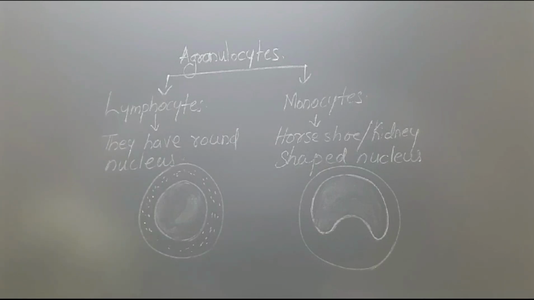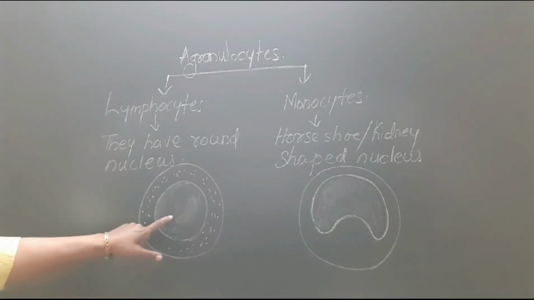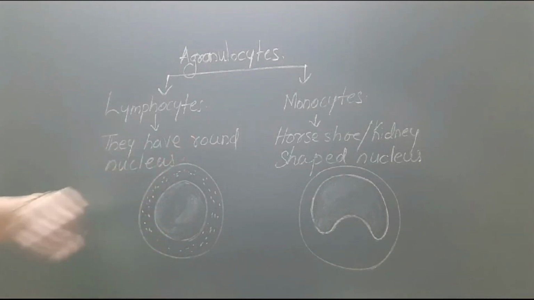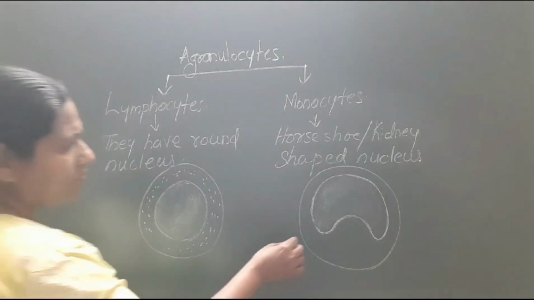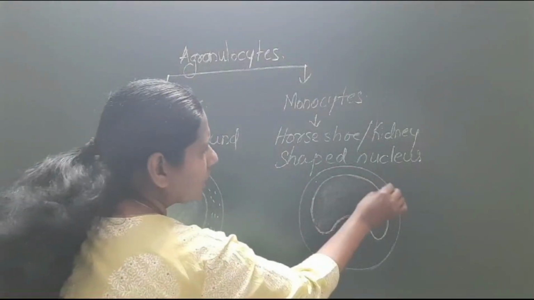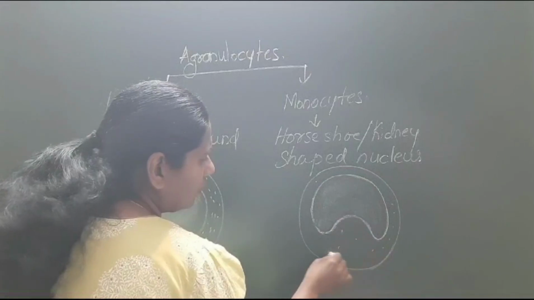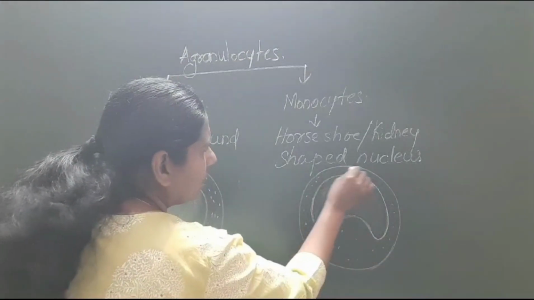Agranulocytes are divided into two: lymphocytes and monocytes. Lymphocytes have a round nucleus. Then monocytes have a horseshoe shaped or kidney shaped nucleus. This is how it looks.